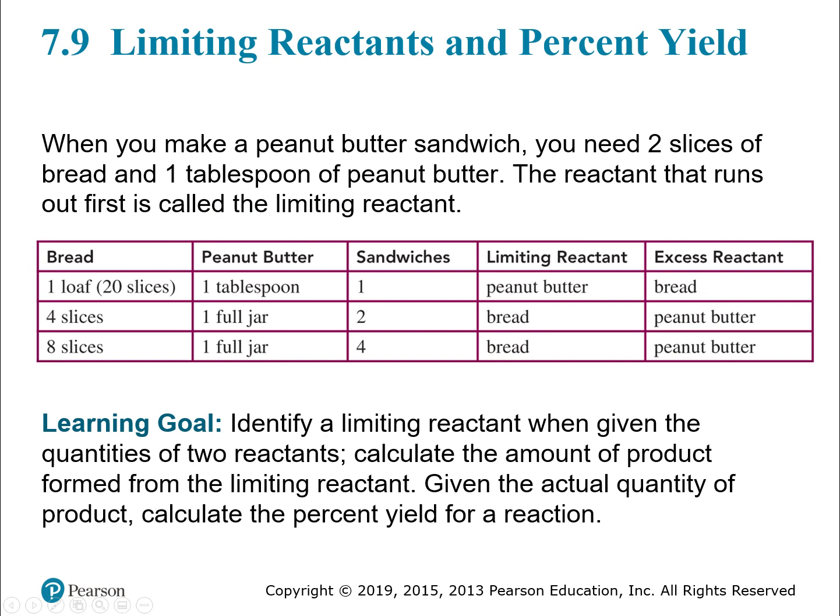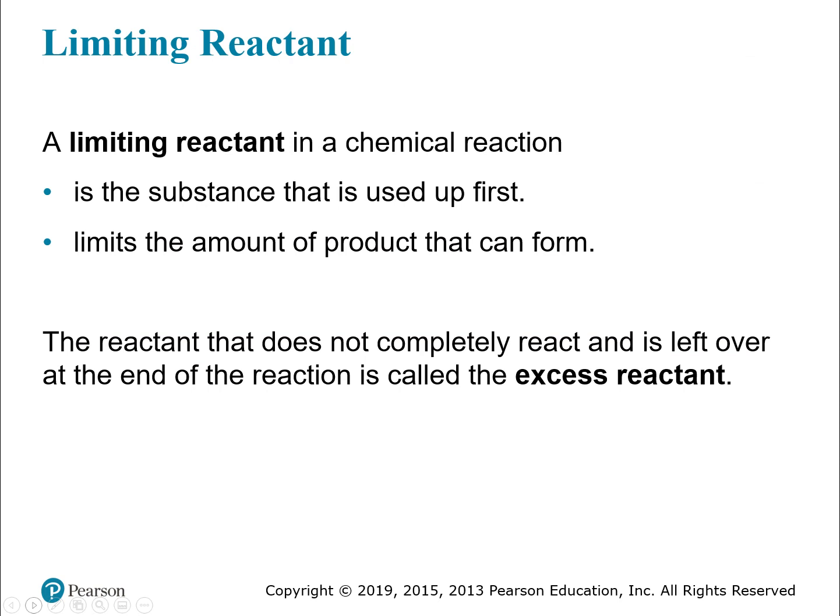We're going to build on top of those mass to mass problems by adding on two concepts, limiting reactants and percent yield. We'll talk about limiting reactants first. The limiting reactant is the one that's used up first in a reaction, and that's the reactant that limits the amount of product that you can form.